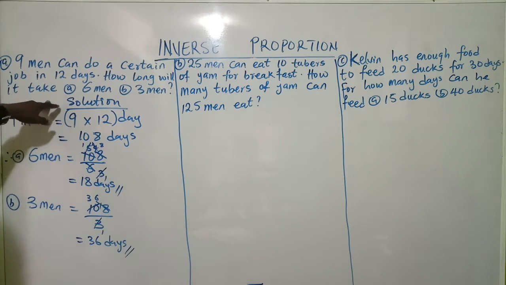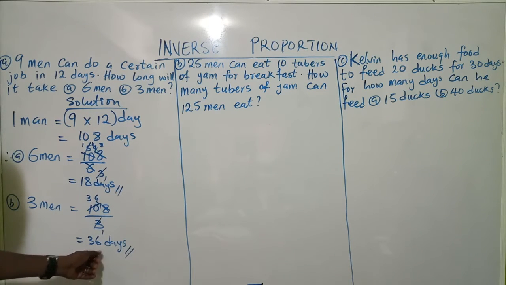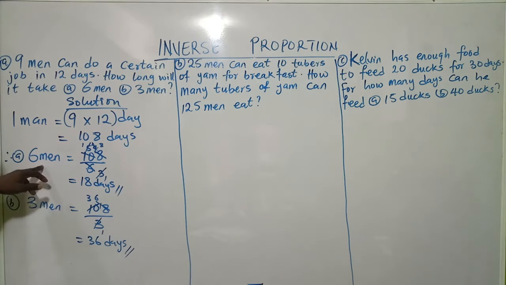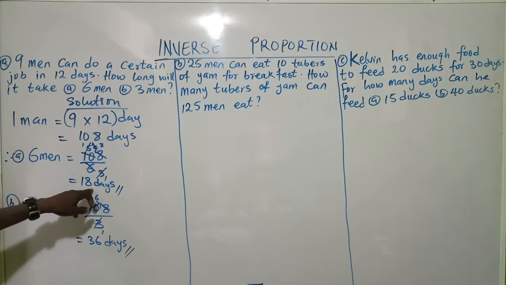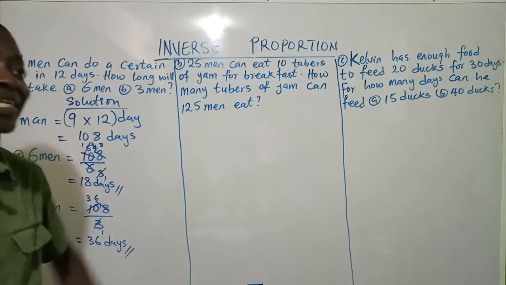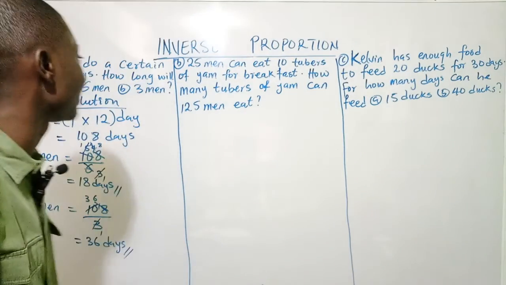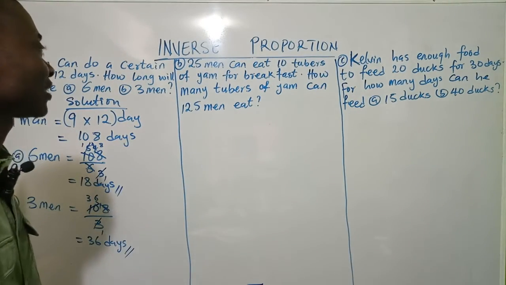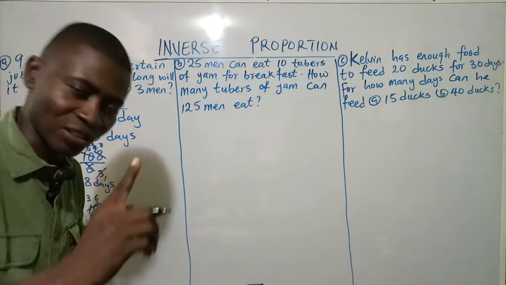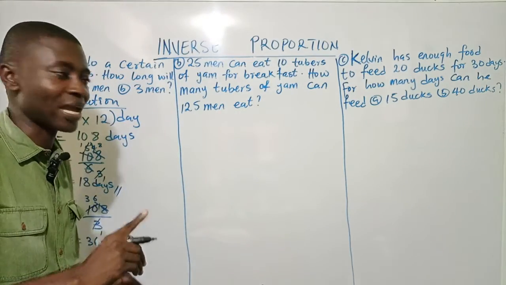If you look at this job, when 3 men did the job, what happens to the days? The days increase. When the number of men increases, what happens to the number of days? It decreases. When the number of men decreases, what happens to the number of days? It increases. So that's what I'm talking about. When one quantity is increasing, the other one will be decreasing, and when one is decreasing, the other one will be increasing. That is how we know that here it is an inverse proportion. So remember, you must first find out how long it's going to take one man to finish up that task, like what you are doing here.